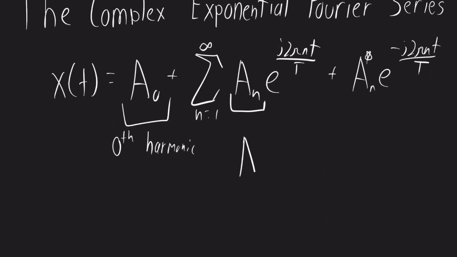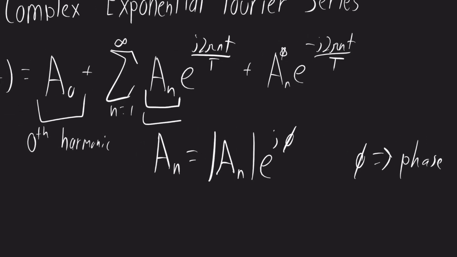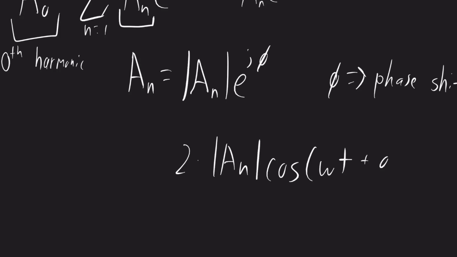And A sub n will always be in this form. It'll have some magnitude, which will just be a number, times e to the j times phi, where phi is going to be the phase shift of the cosine. And what this whole equation is, it's just going to be 2 times the magnitude of A sub n times cosine of omega t plus phi, which is just going to be a cosine with some magnitude and some phase shift.